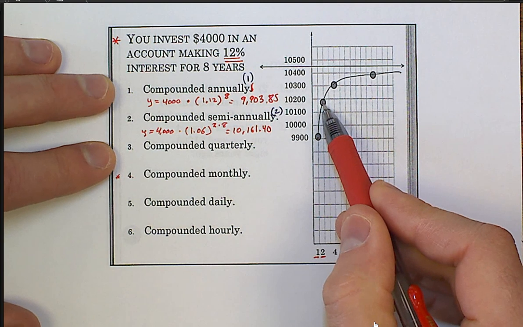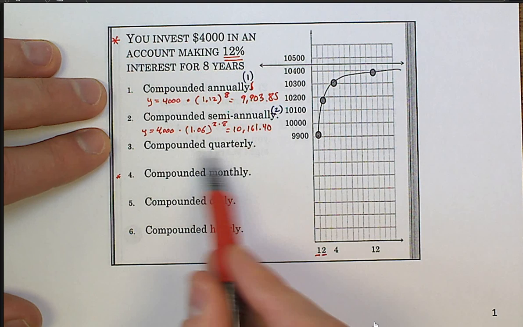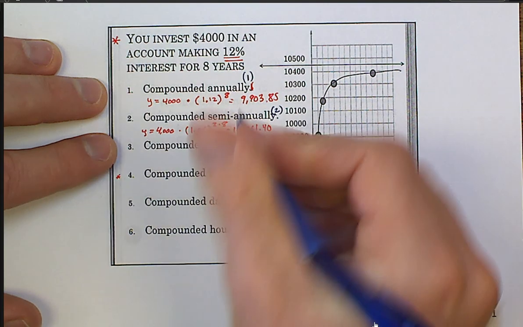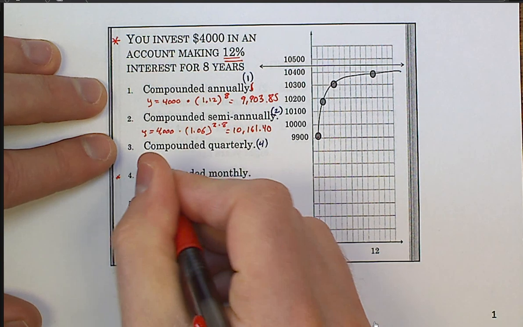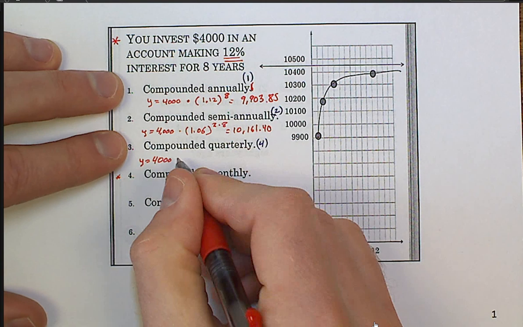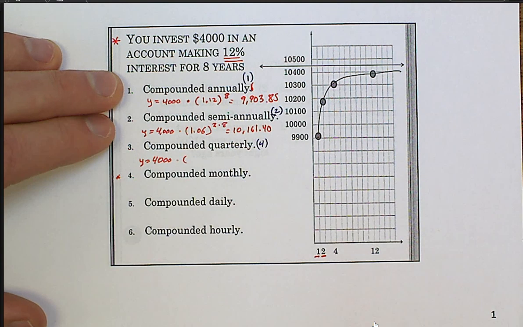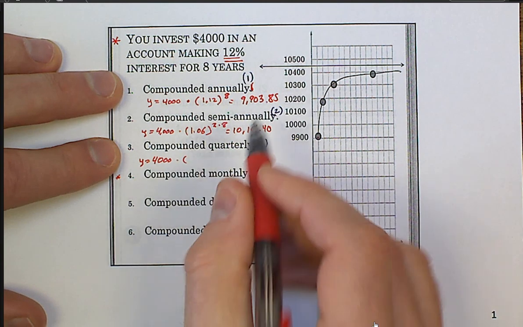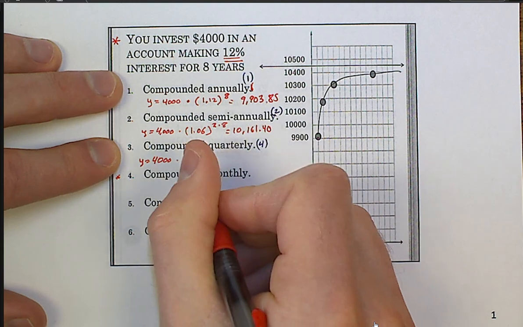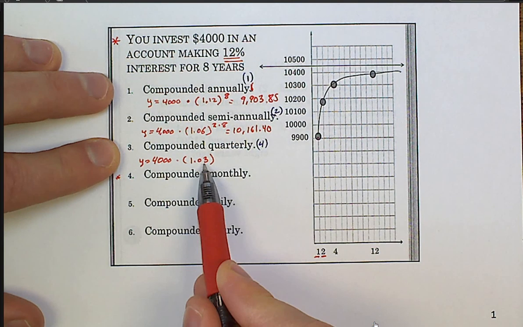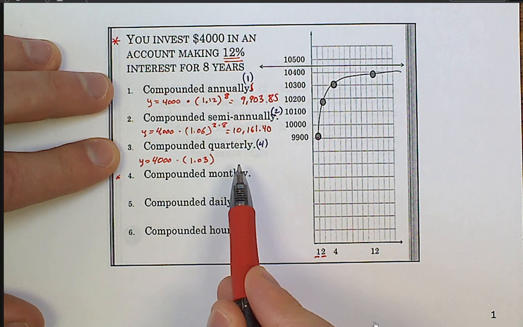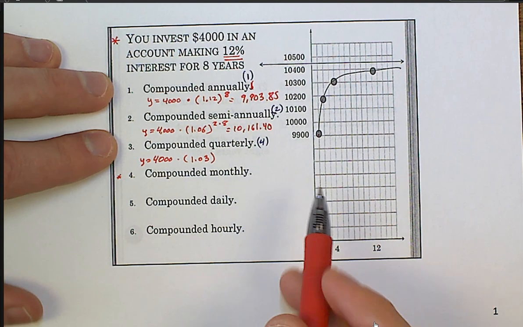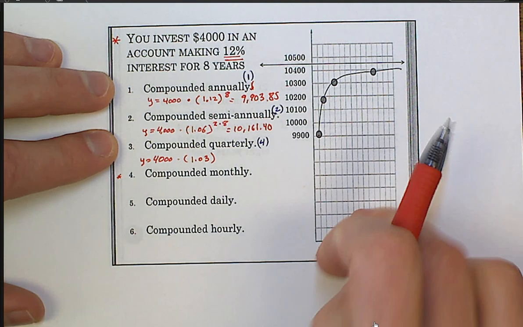Okay? Quarterly. Quarterly means 4 times a year, every quarter. So 4 times a year, we're starting with $4,000, and now it's quarterly. So what's happening to our 12%? Well, it's going to be 1.03, because we're going to have 3% interest for the first quarter, 3% interest for the second quarter, 3% interest for the third quarter, and 3% interest for the fourth quarter. And if you take those 3%, 3%, 3%, 3%, that makes 12%.